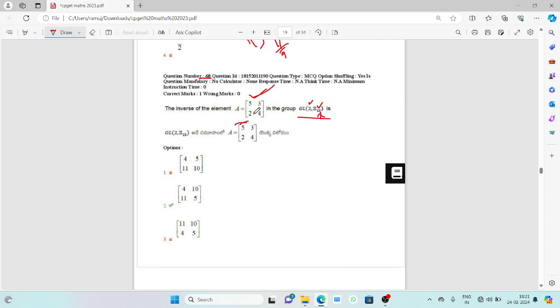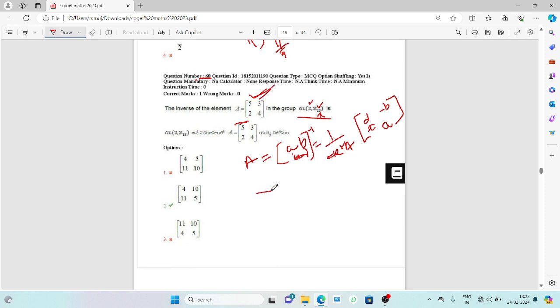So whenever a 2 cross 2 matrix is there, suppose A, B, C, D, the inverse can be found as 1 by the determinant of A, into the matrix D, minus B, minus C, A. This is the inverse of a 2 cross 2 matrix. We know that is a basic thing. So similarly, in place of A, B, C, D, we have this matrix.